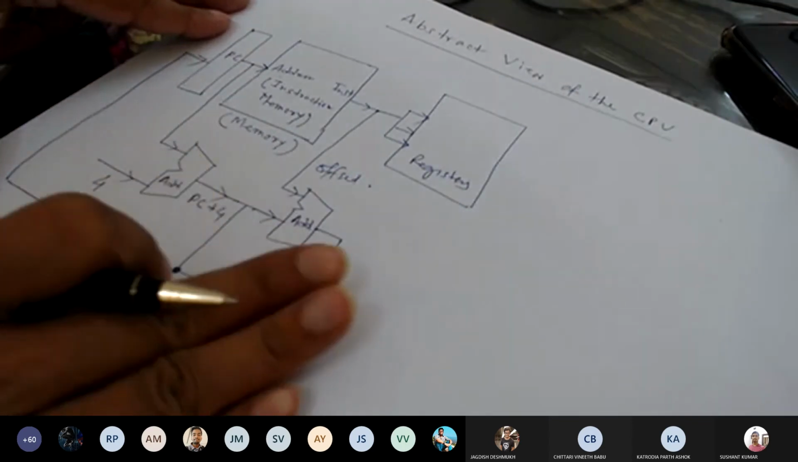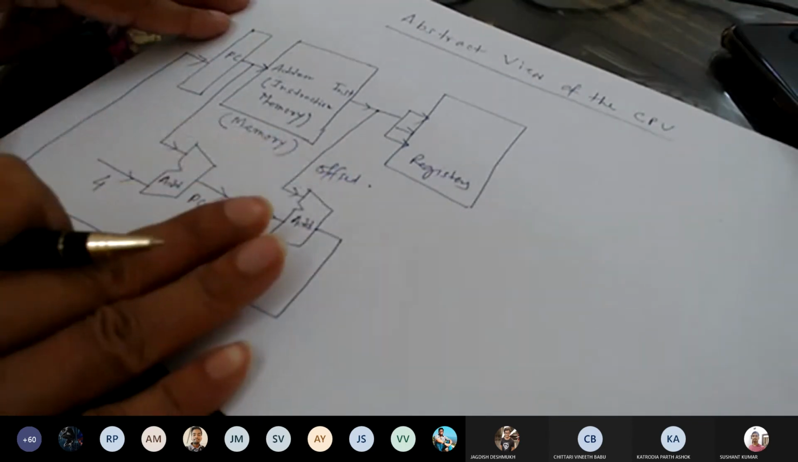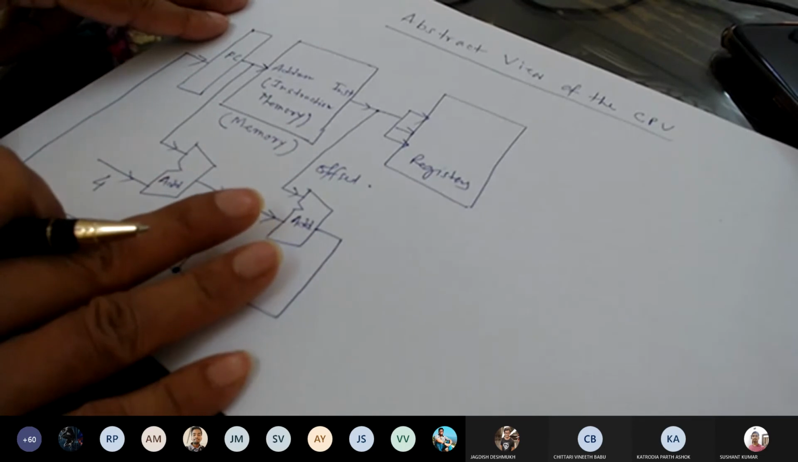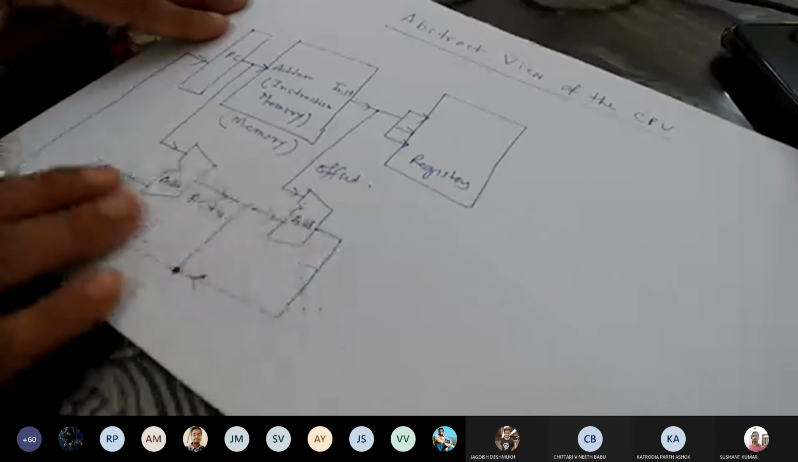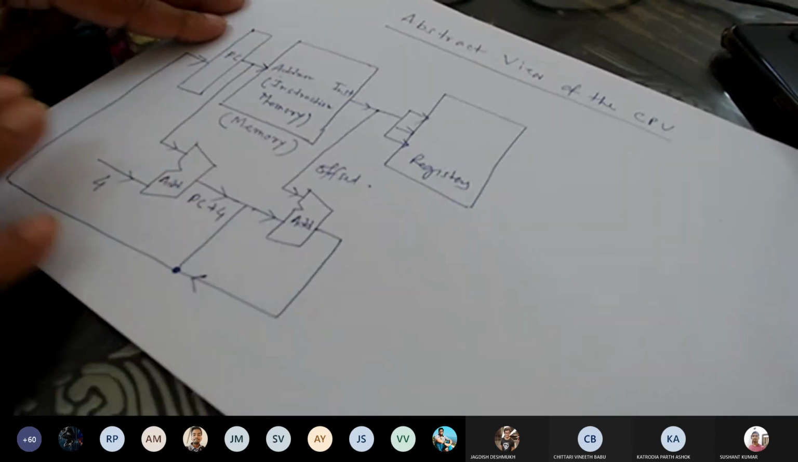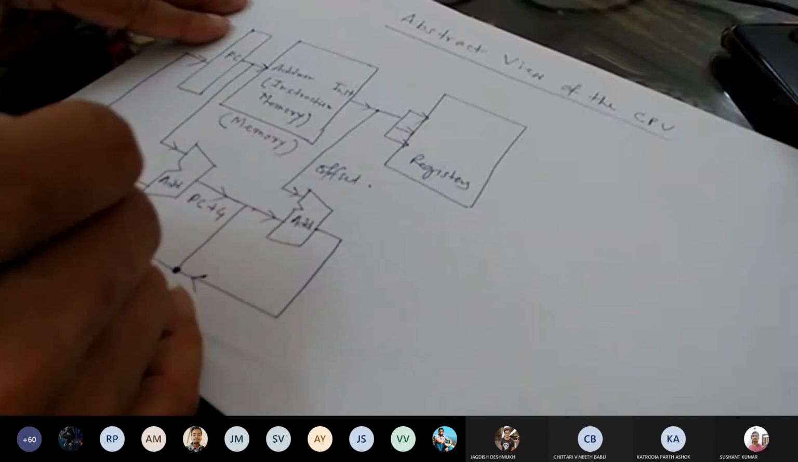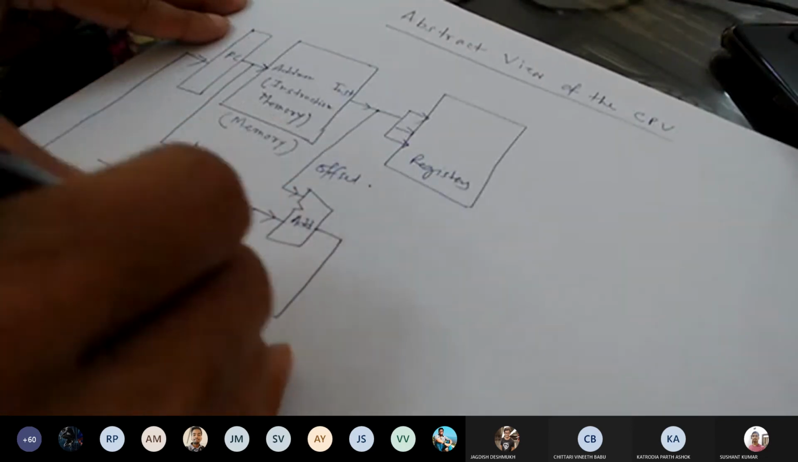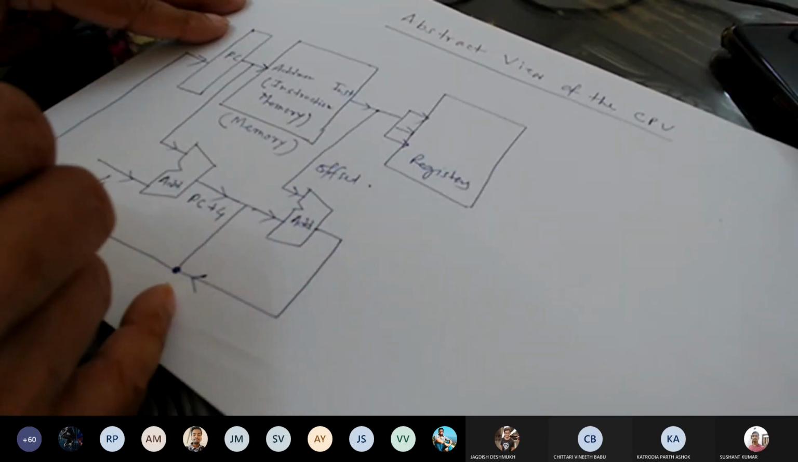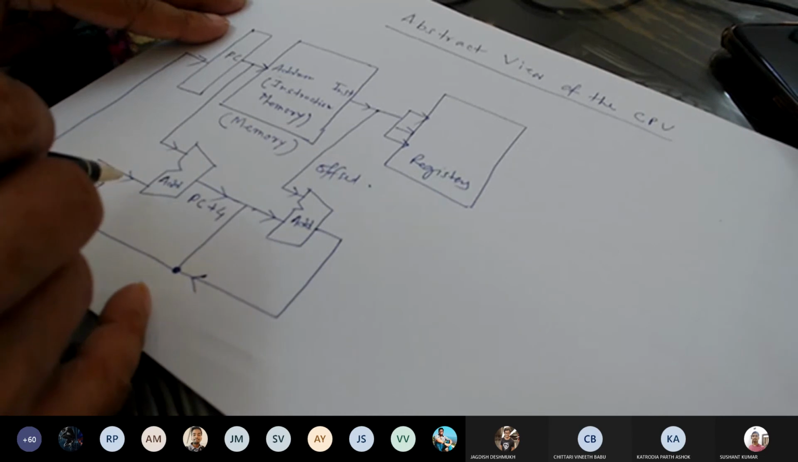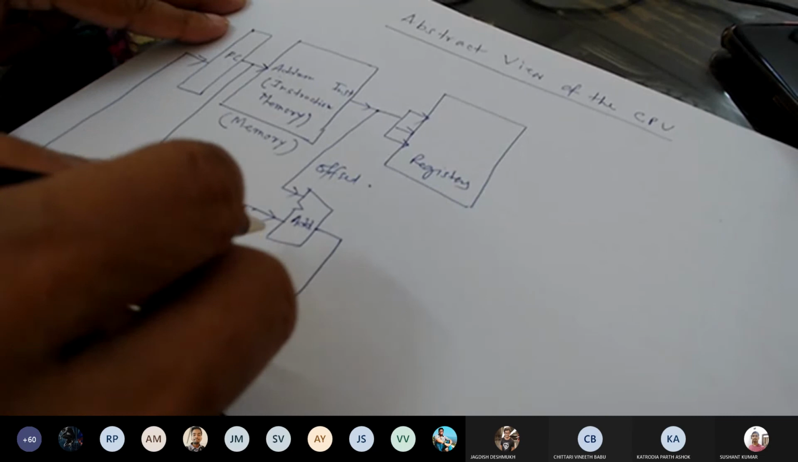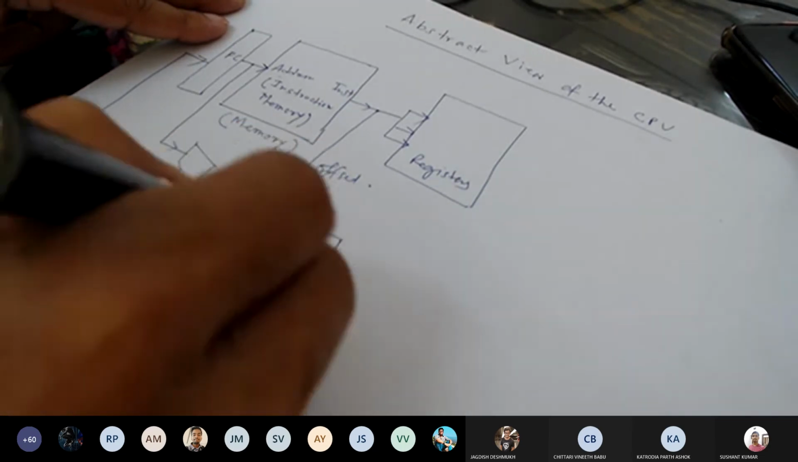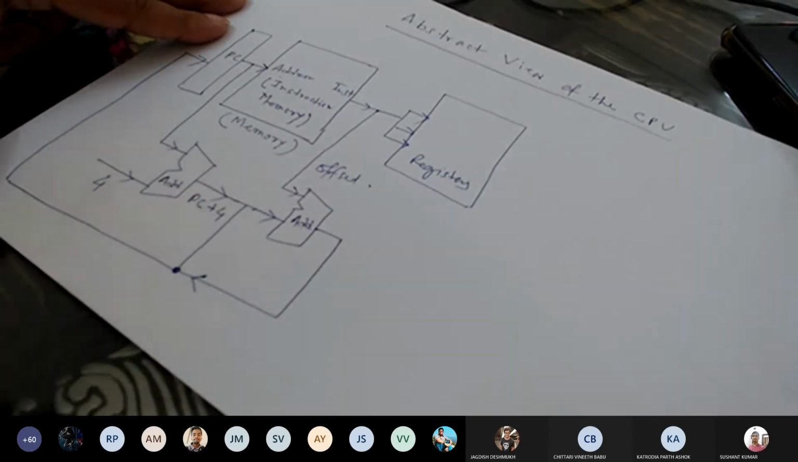We shall see how to design this portion. This is an abstract view. That's why I am skipping a lot of things. But you can understand that we require an arrangement something like this, where a couple of adders will be there. One adder will add 4 with the PC. Another adder will, if needed, add an offset value with the updated value of the program counter. That's it.